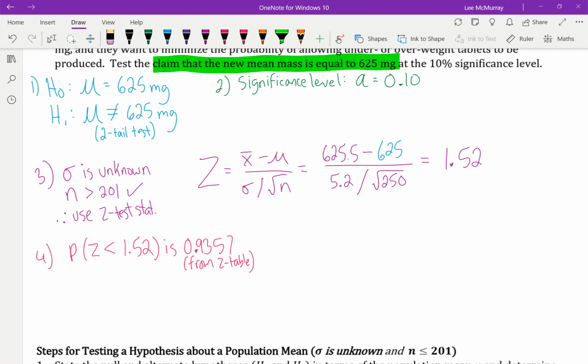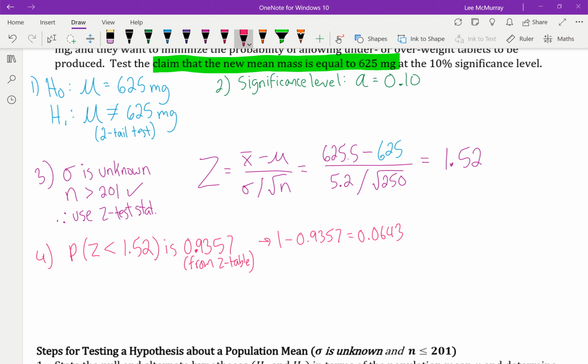So there's two ways to do it. We can just take that value and then say, okay, we'll subtract it from 1. So we could say 1 minus 0.9357, which is 0.0643. And that's probably the more cumbersome way.